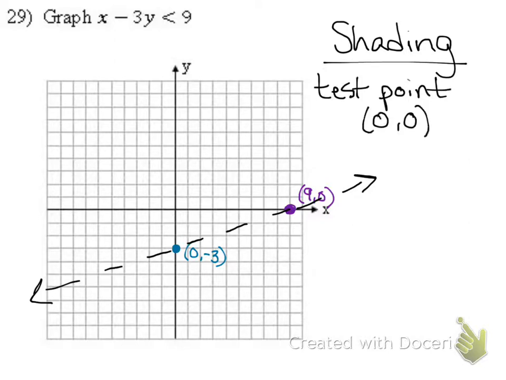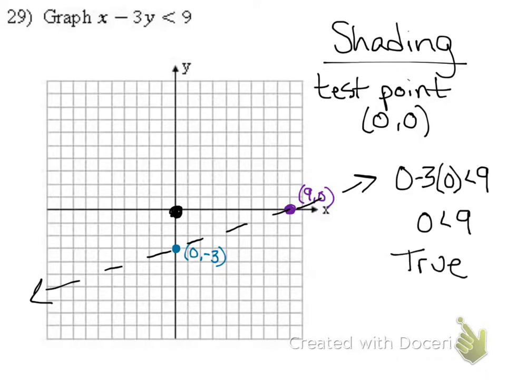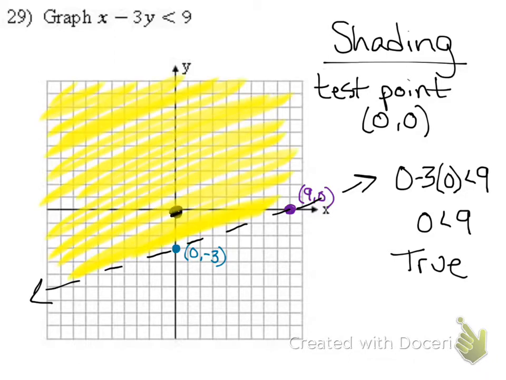This line does not go through 0, 0, so using that as a test point would be fine. I'm going to plug in 0 for x and 0 for y, and I get a statement that reads 0 is less than 9, which is true. So the side that contains 0, 0 is the side that I want to shade.